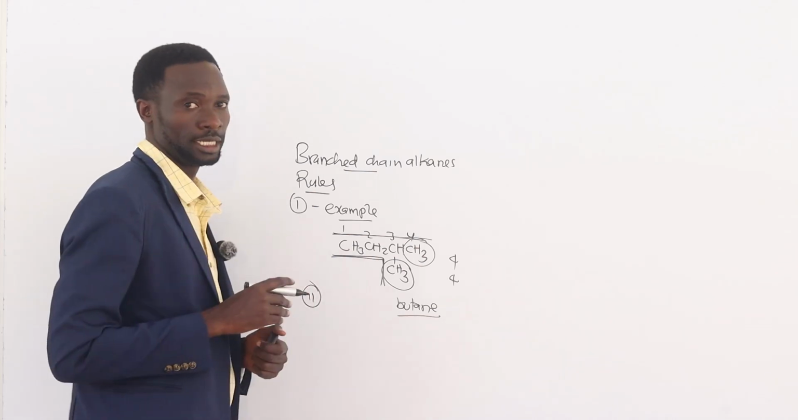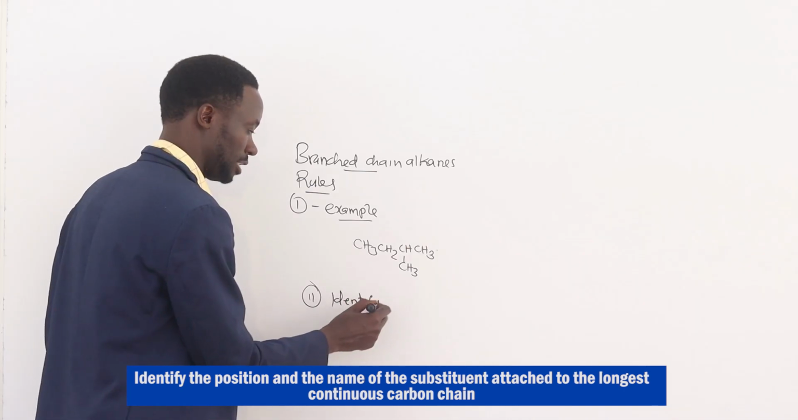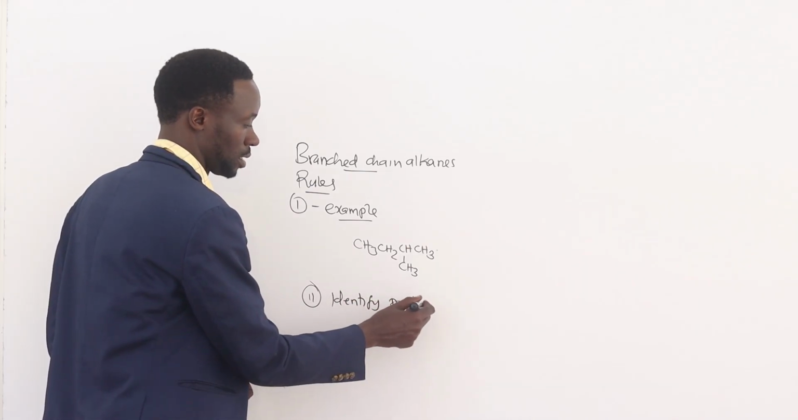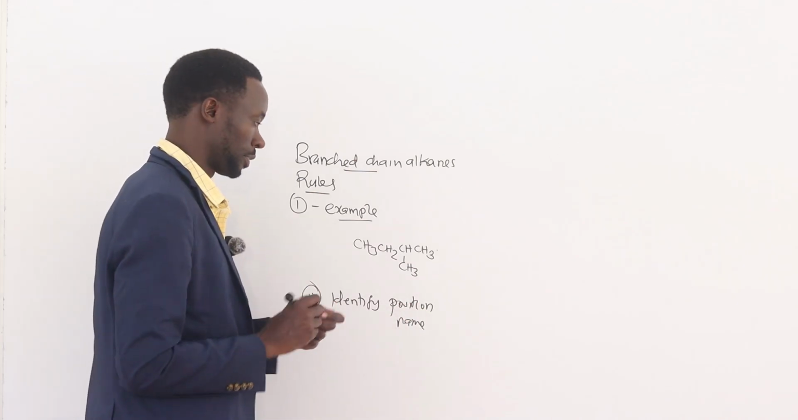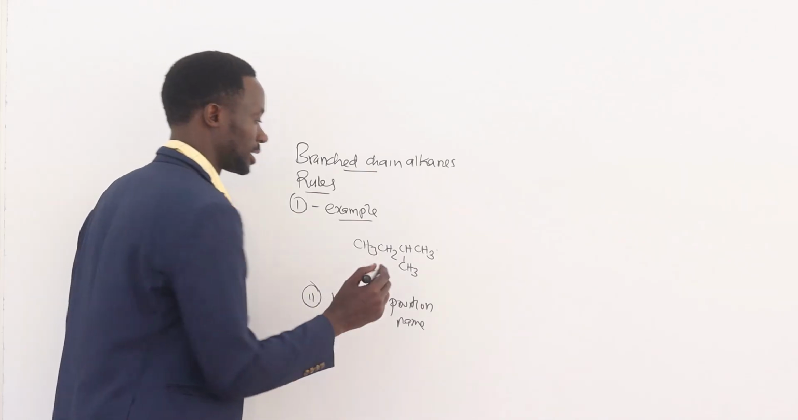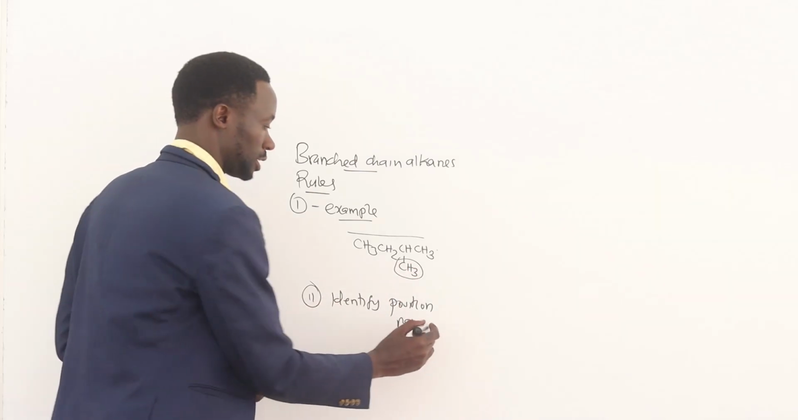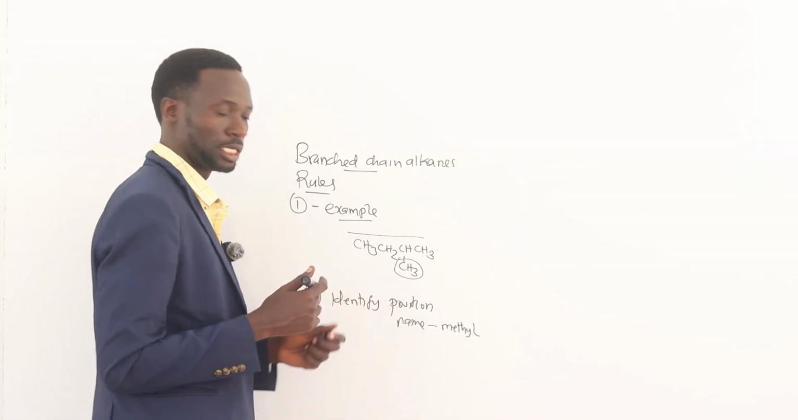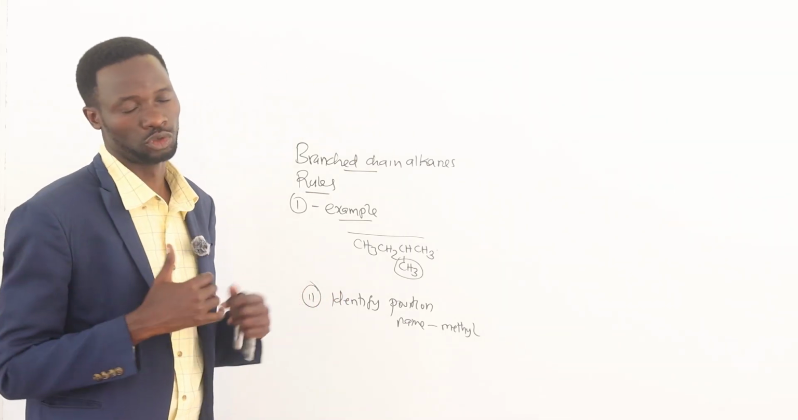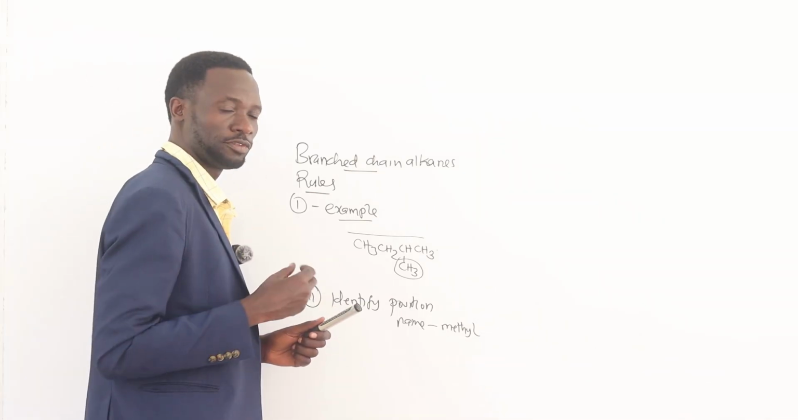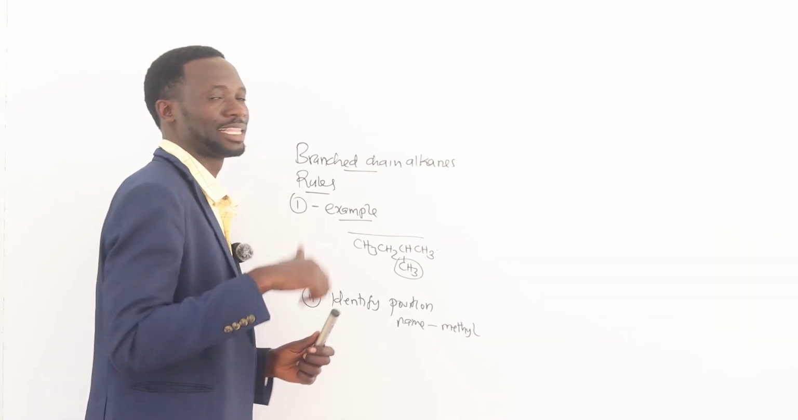The second rule says, identify the positions and the name of the substituent group. From the example above, our substituent group is this one. The name of this substituent group is called methyl. The position, we have to count the number of carbon in which the substituent group is attached. You have to start from the end that gives the lowest possible number of carbon atom where the substituent group is attached.